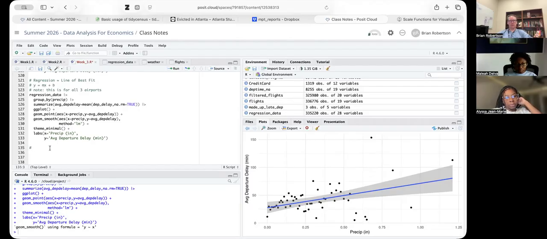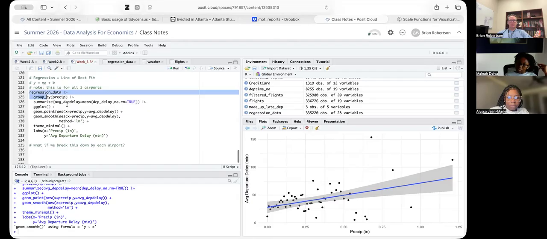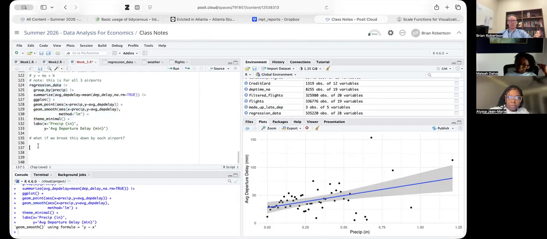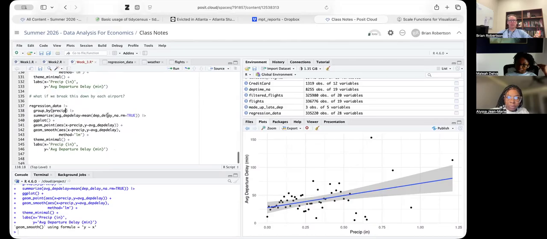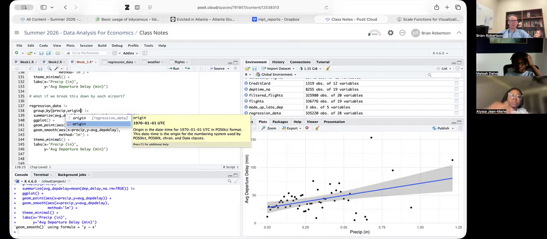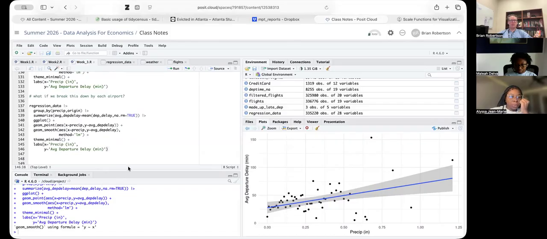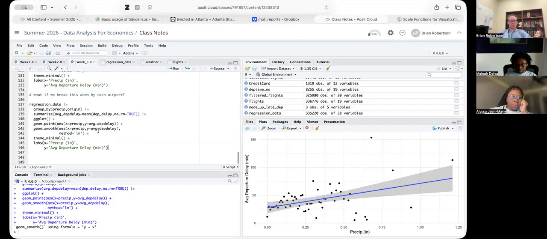What if we break this down by each of the 3 airports? I'm going to take our data again because we're efficient. I'm going to copy it and paste it down. I'm going to group by precipitation and origin, like what we did earlier, and get my average delay. I've got my points in here. Yep. All right, so I need to add some color in here.